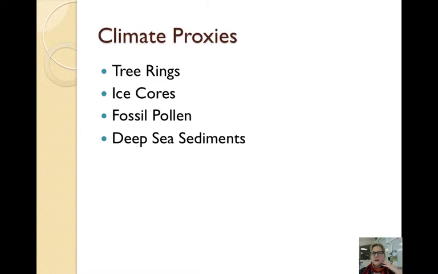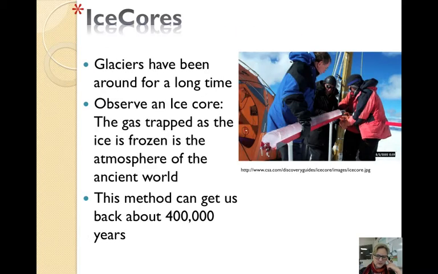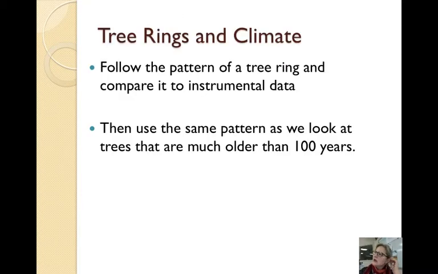Climate proxies: tree rings, ice cores, fossil pollen, deep sea sediments. The first one we're going to talk about is tree rings. Tree rings, you've probably heard about this. Basically, they can take a core into the center of a tree, and they can look at the tree rings, and they can estimate based on the patterns, the size of the ring, whether it's really thick or really thin.